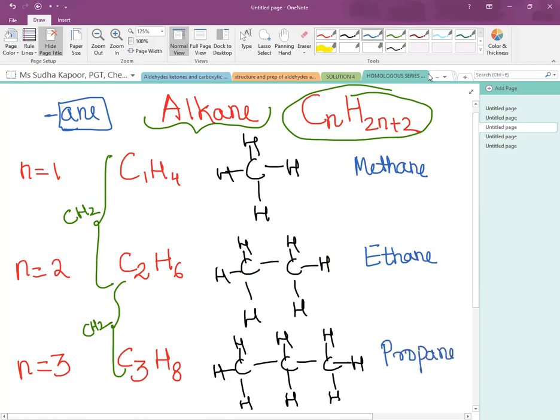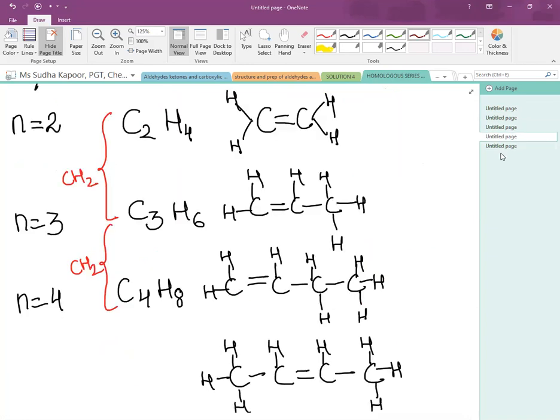So we will be following the IUPAC system, that is the international system, which will remain the same throughout. And it is better to remember this IUPAC rule, that is, we will count the number of carbons, and the longest chain is preferred. If there are different branches also, then we will try to count the longest chain. Now comes the double bond.